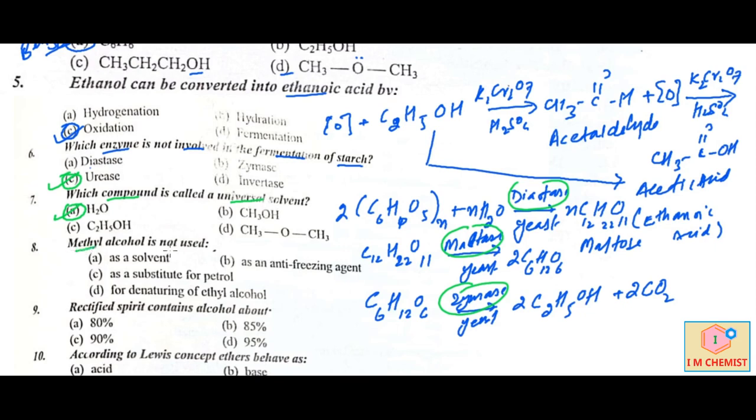MCQ number 8, methyl alcohol is not used as what? So the right option would be option number C, as a substitute for petrol. Methyl alcohol cannot be used as a substitute for petrol. Substitute means if you use one thing in place of another. Methyl alcohol can be used as a solvent, it can also be used as an anti-freezing agent, and it can also be used to denature the ethyl alcohol. But it cannot be used as a substitute for petrol.